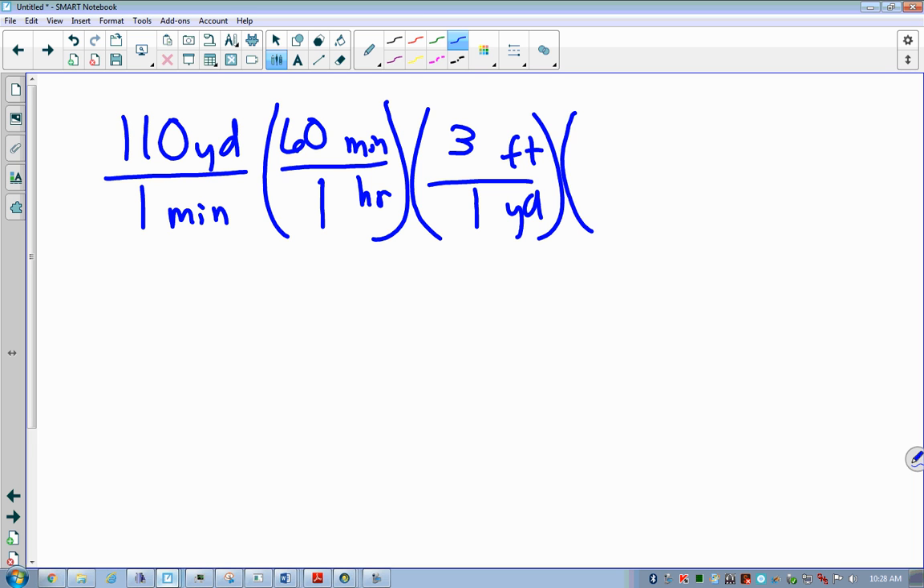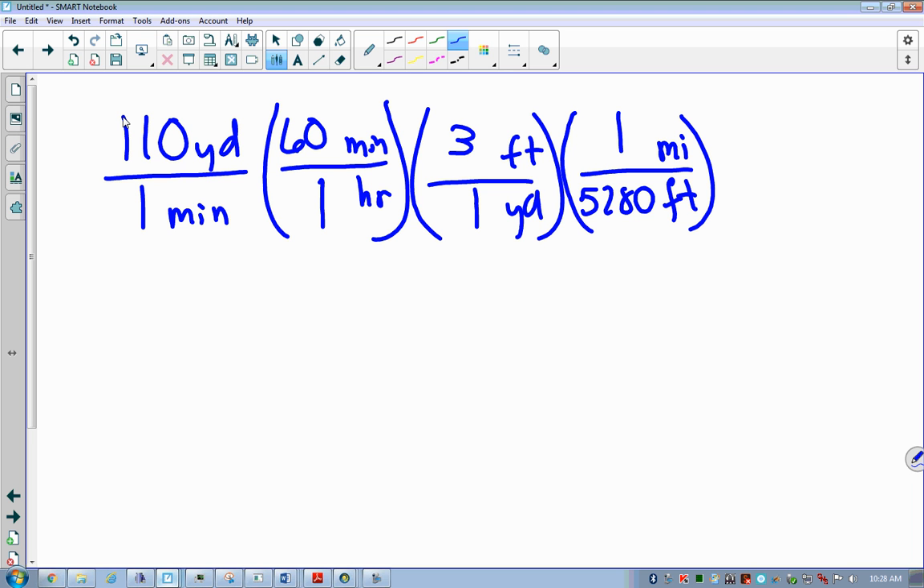Now can I convert feet to miles? Where do feet go? Bottom. Miles on top. Which one's bigger? Miles. Miles are bigger than feet. I don't know what size shoe you're wearing. So there are how many feet in a mile? We have to have the right numbers. Now I should have everything that I need in order to convert her 110 yards per minute into miles per hour.